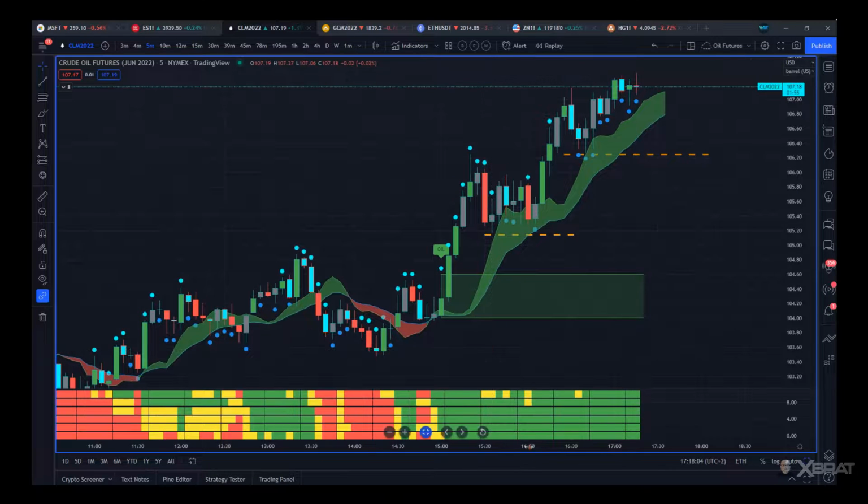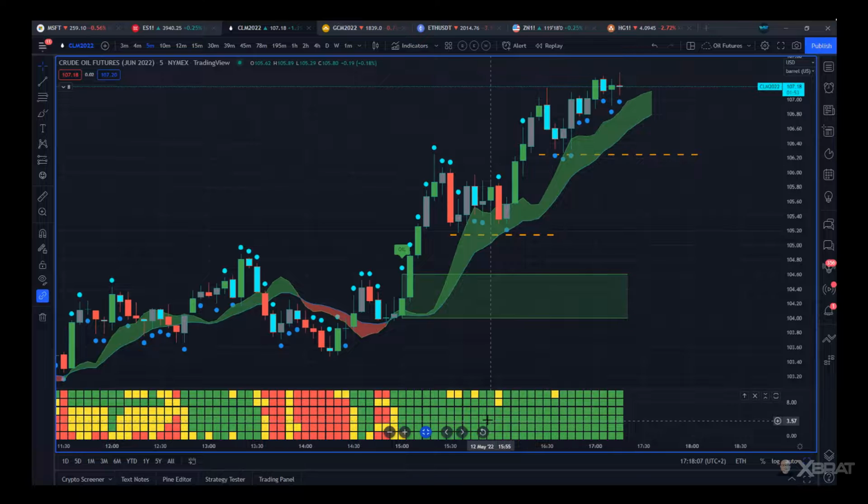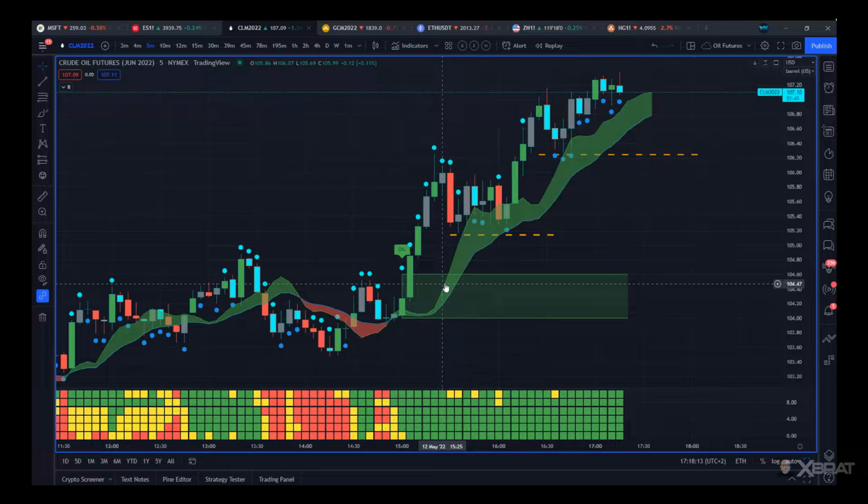So very strong, good trading strategy. You just have to be patient. If that opening range is red, you look for the short. If the opening range is yellow, there's indecision, you just don't trade it.